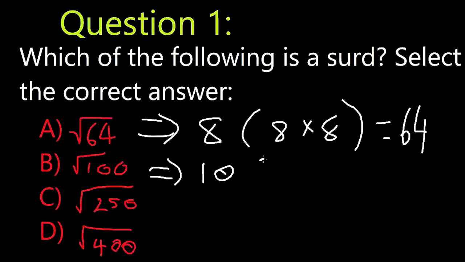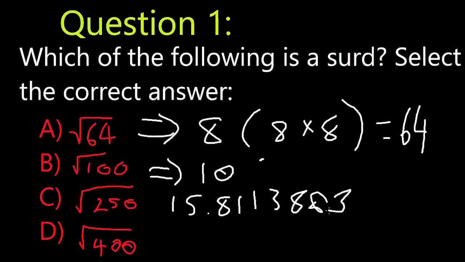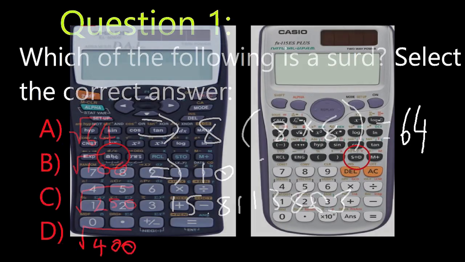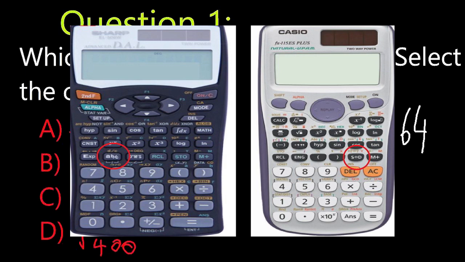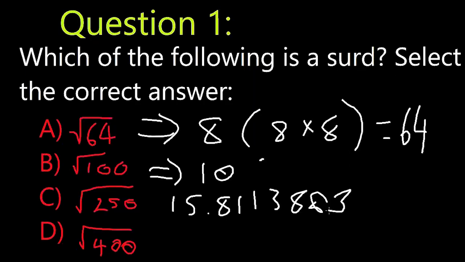So putting in root 250, we can see that that gives us a very ugly number. That ugly number is 15.8113883. Now that doesn't look like it can be represented as a clean fraction, but I'm going to press my fraction button on the calculator, and it is not doing anything. So this number cannot be represented as a fraction, so we can safely say that this answer is going to be C.